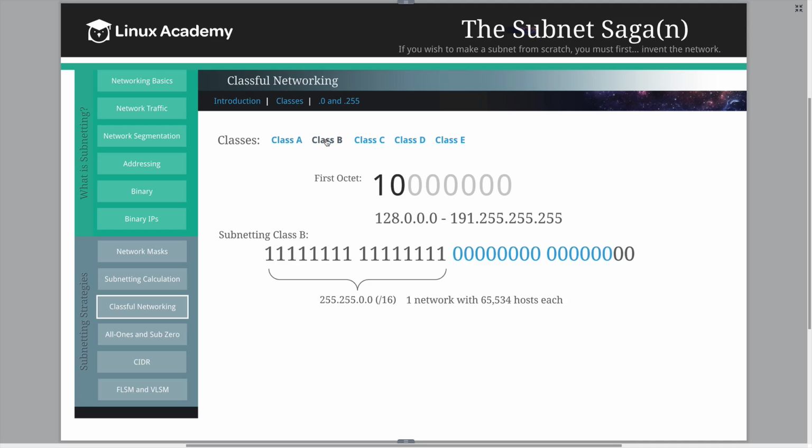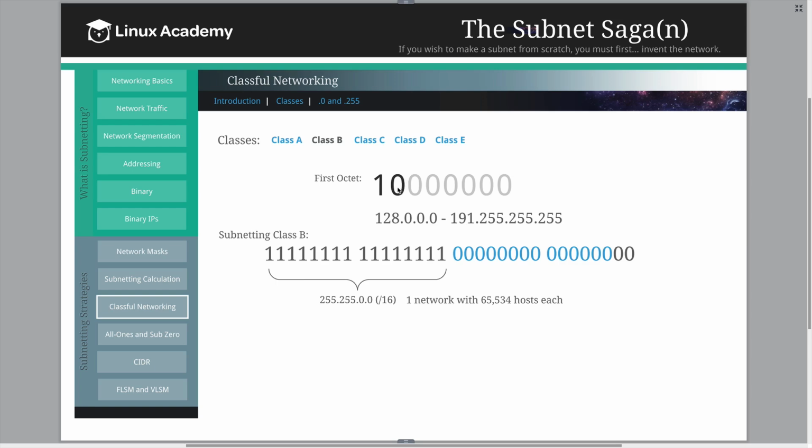A Class B is represented as a 1 in the leftmost bit of the first octet, followed by a 0. So this is going to give us an address range of 128.0.0.0 to 191.255.255.255. Remember, to get to 192 would require a 1 here, and we can't do that to be classified as a Class B.